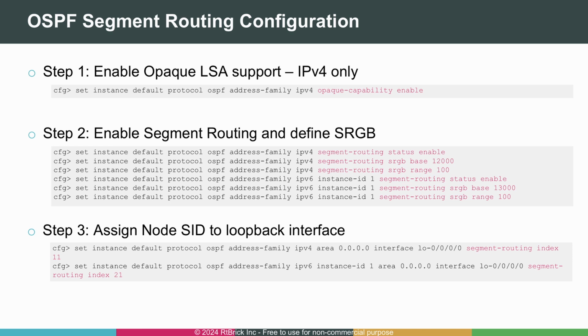This slide summarizes the configuration steps needed to configure IGP prefix segments in OSPF. A common mistake is to forget to enable the opaque capability for OSPFv2. Other than that, the configuration is straightforward: configuring an SRGB and assigning an index to the loopback interface. In contrast to IS-IS, RBFS does not support adjacency segments for OSPF as of RBFS version 25.1.1.